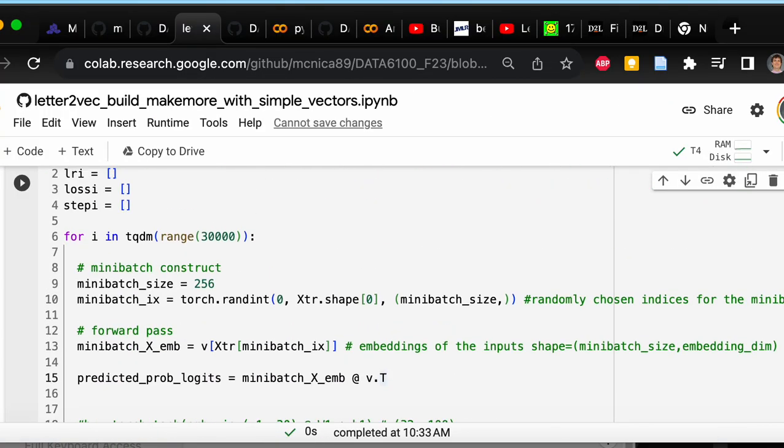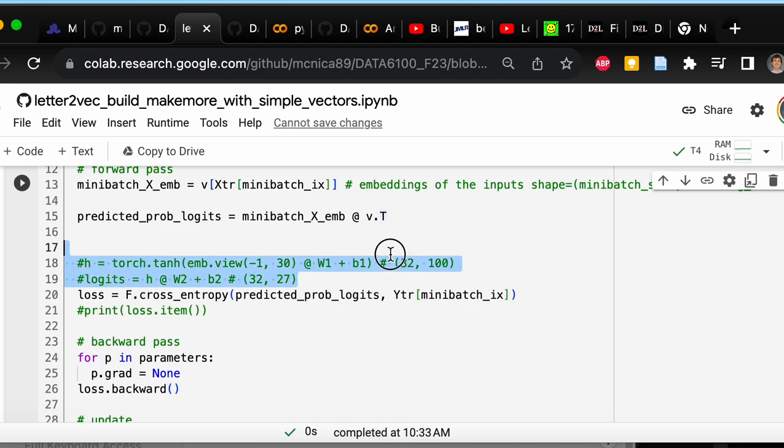Commented out over here is the stuff that was in the original version. So this is like a simplified version from the video. We'll talk about this one in a minute.